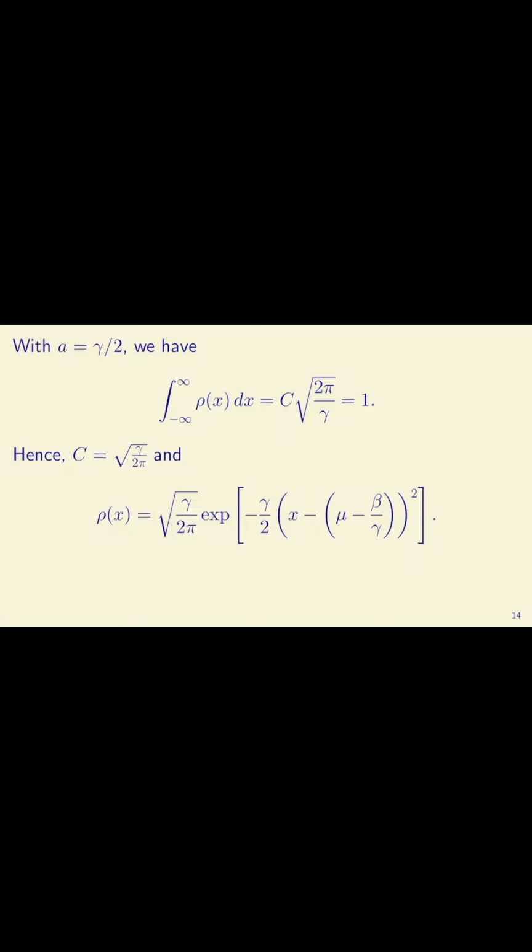Therefore we have c times square root of 2 pi over gamma equals 1. Solving for c, we get c is equal to square root of gamma over 2 pi. So our density function now looks like this. Great! One constant down. What's next?